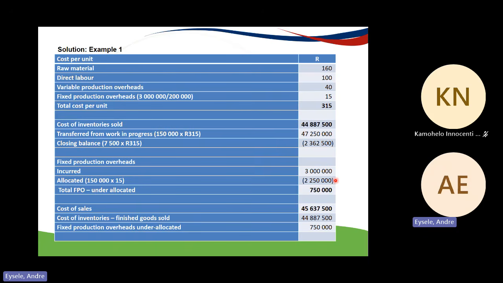But those costs are not adequate during the year. We had an incurred amount at the end of the year of 3 million. So we need to add 750,000 to 4487, and that is your cost of inventories sold. That is the cost of sales amount for inventory. The cost of inventories that was transferred to work in progress is 47,250 less the closing balance figure, and that's the cost of inventories that is in your profit or loss account.